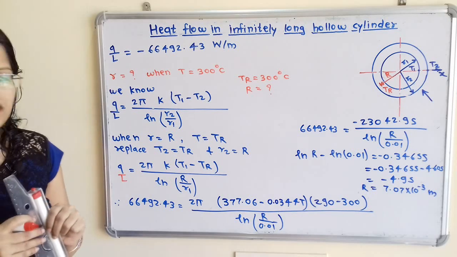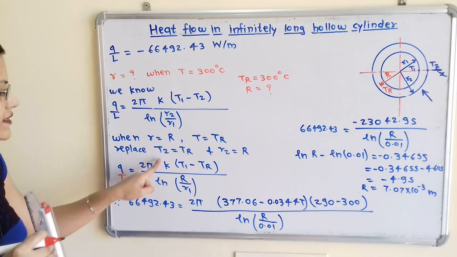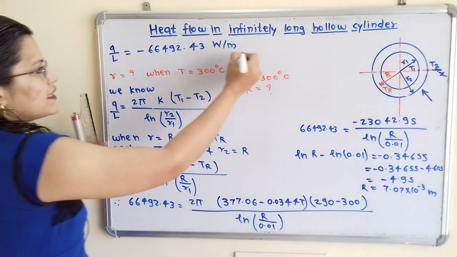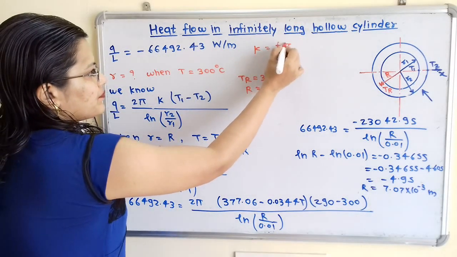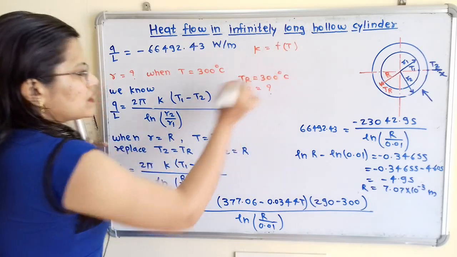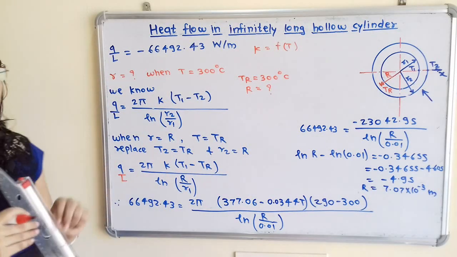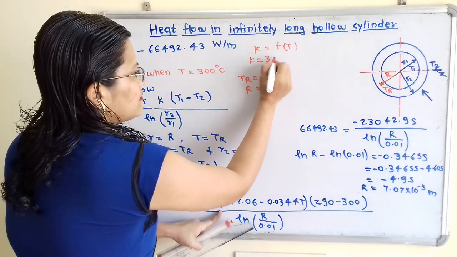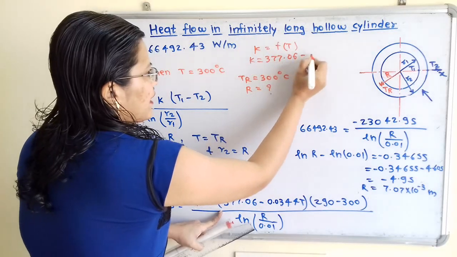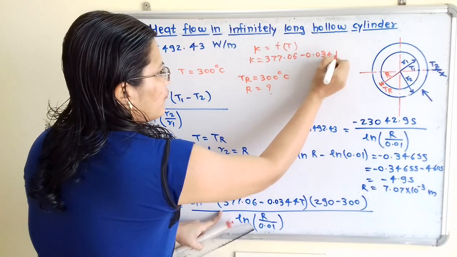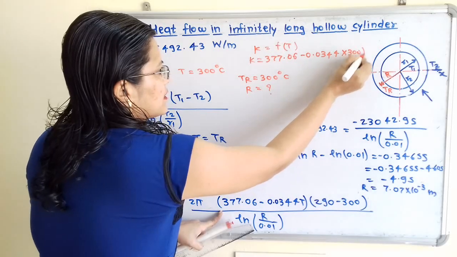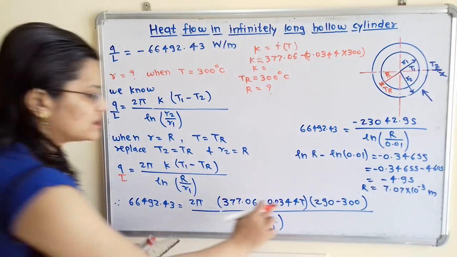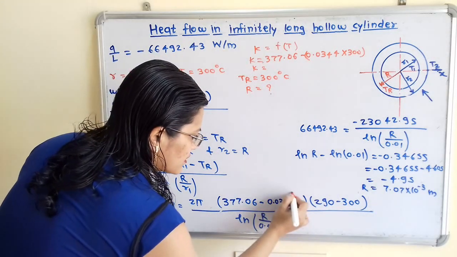Now it is easy for us to solve this. K, the thermal conductivity, is given as a function of T. So when T is equal to 300 degrees Celsius, what is the value of K? K is equal to 377.06 minus 0.0344 multiplied by 300. So we have to solve this, then we will get the value of K. Instead of T here we will put 300.